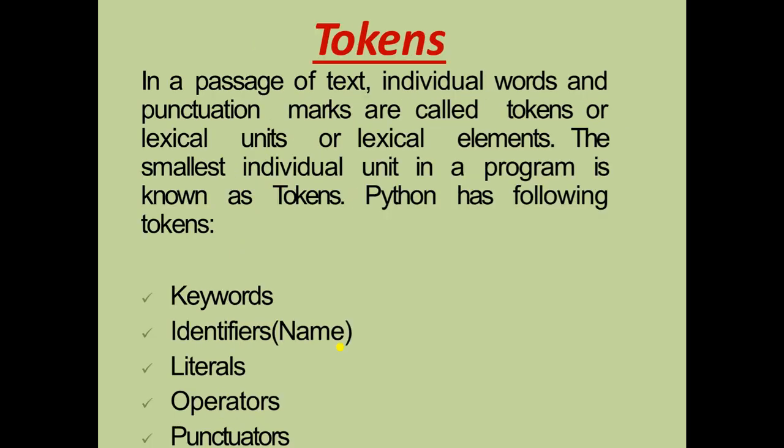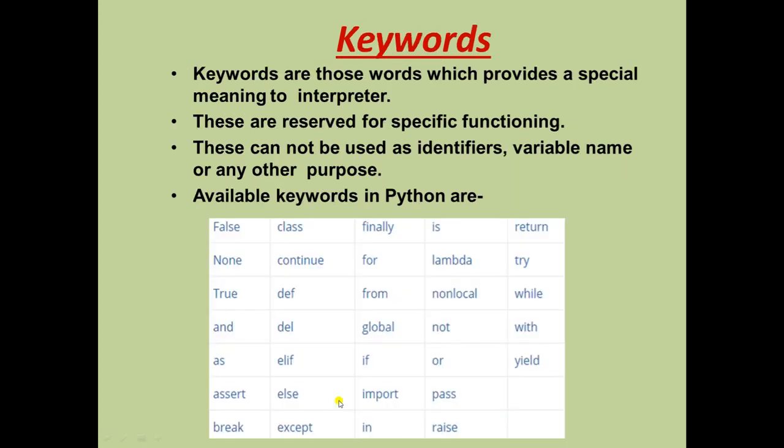Next is token. A token is the smallest individual unit. That is a lexical unit. So Python has the following tokens: keyword, identifier, literal, operator and punctuator. Keywords are special words which have some meaning to the interpreter. These are reserved words. They cannot be used as an identifier or variable name for any purpose in Python. So this is the list of keywords. These are reserved words available in Python.